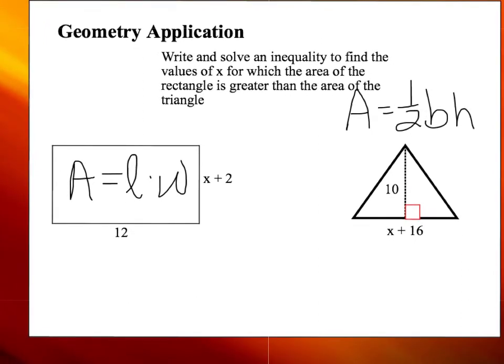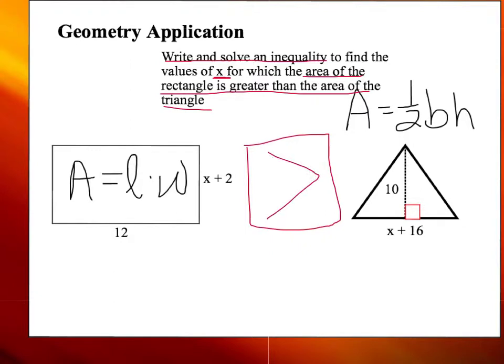So once again, we want to write and solve an inequality and find the value for x. So that's what we're going to have to solve for, isolate, for which the area of the rectangle is greater than the area of the triangle. So take a minute and think about what inequality is going to have to go there. If you did greater than, you're right. Now, if it said greater than or equal to, then we would have a bar underneath our inequality, but we're just doing greater than.